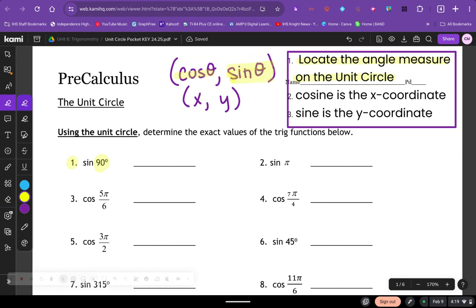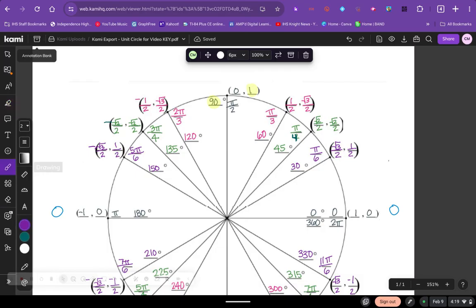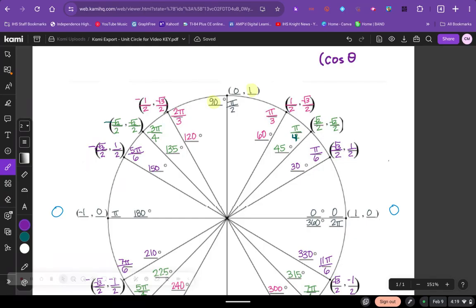So go over to the unit circle, 90 degrees, up here at the top, find the coordinate, and the y coordinate is the value of sine. Now that we've gotten our unit circle established, all the coordinates are actually going to be the cosine and sine of each given angle all the way around the unit circle. Sine is always the y coordinate, cosine is always the x coordinate. So the sine of 90 degrees is 1.